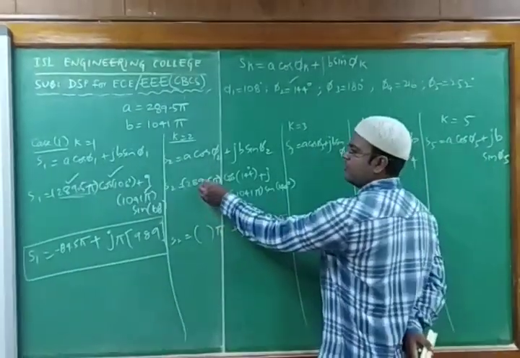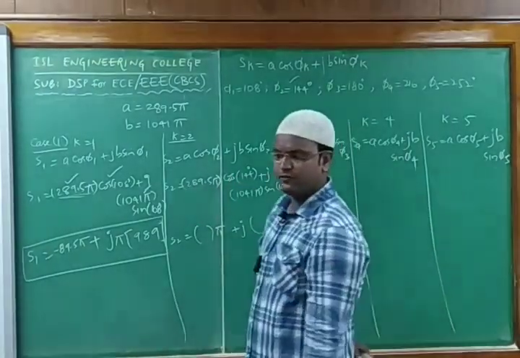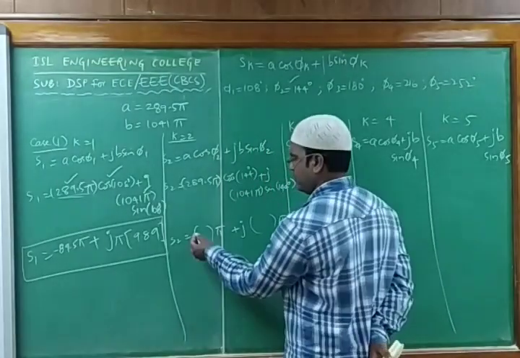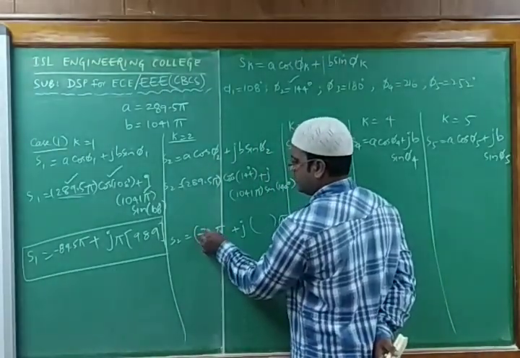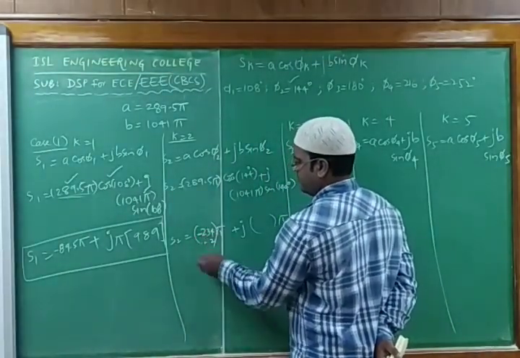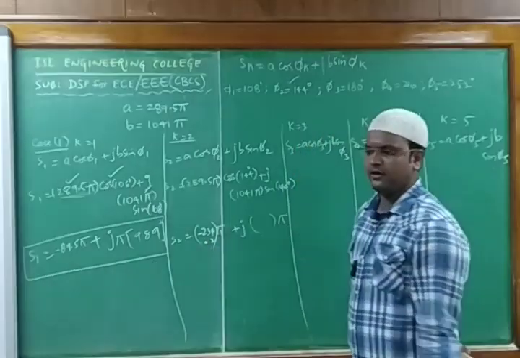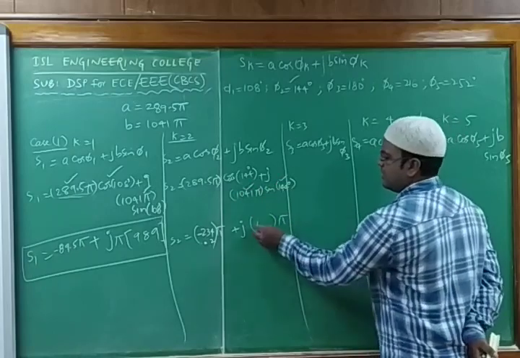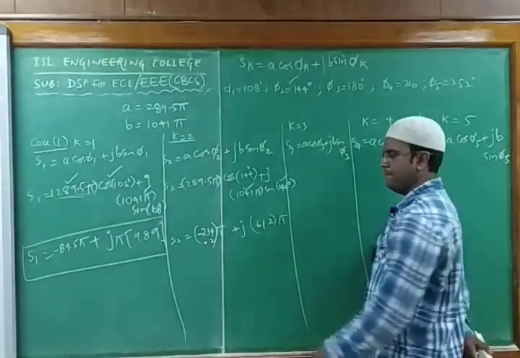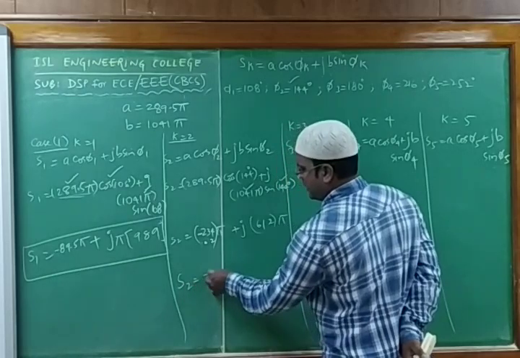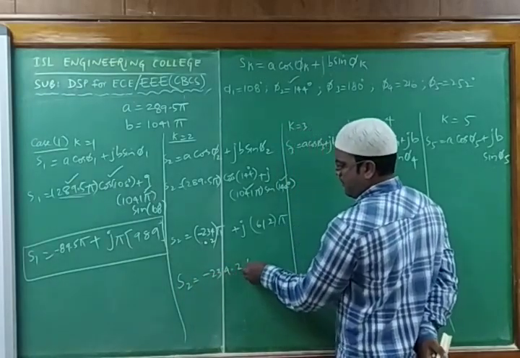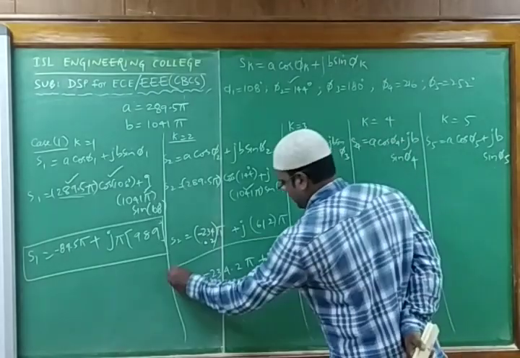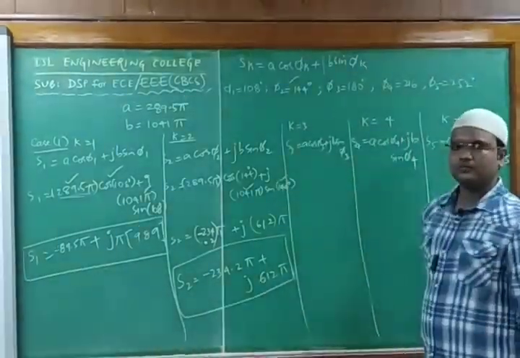So what do I need to do? 289 multiplied with cos 144 degrees. So 289 with cos 144 is minus 234.2. So minus 234.2, here I am putting the pi with it. For the second one, if I multiply 1041 with this, I am getting 612 pi. So this is the S2 value. S2 is minus 234.2 pi plus j of 612 pi. That is my second pole.